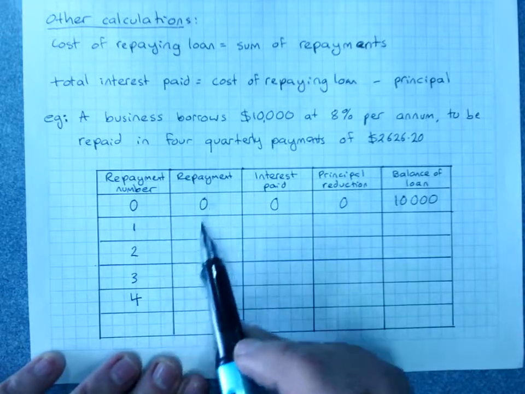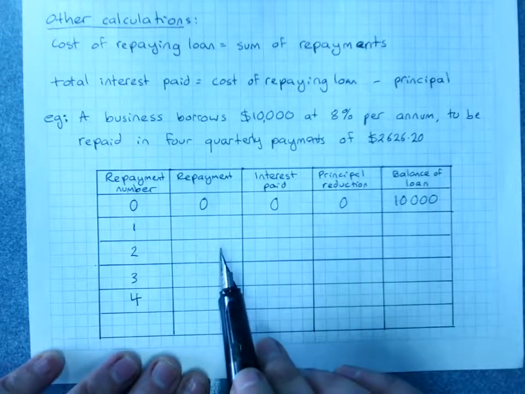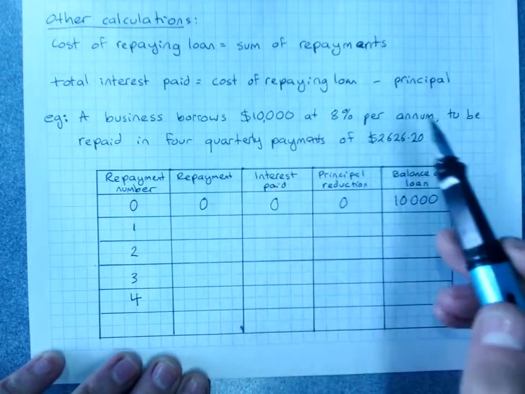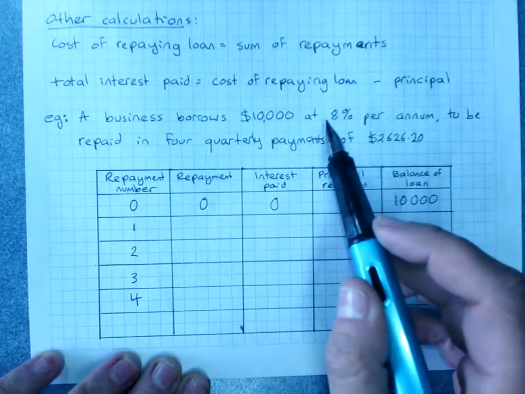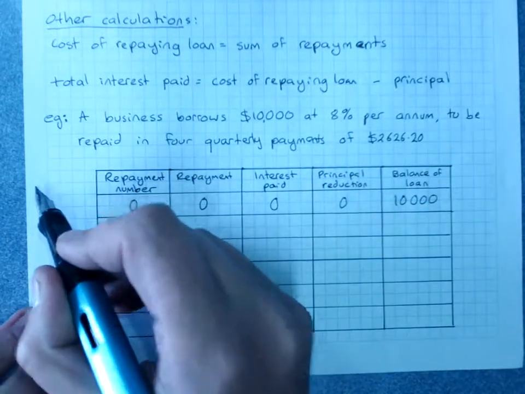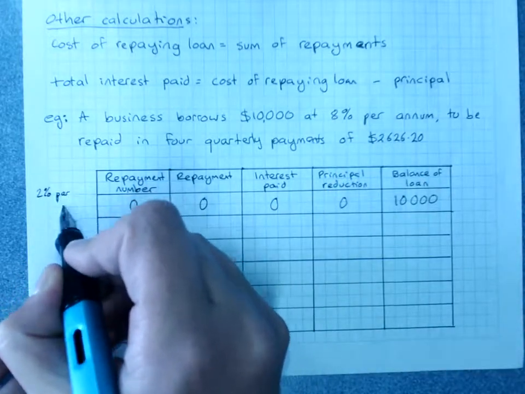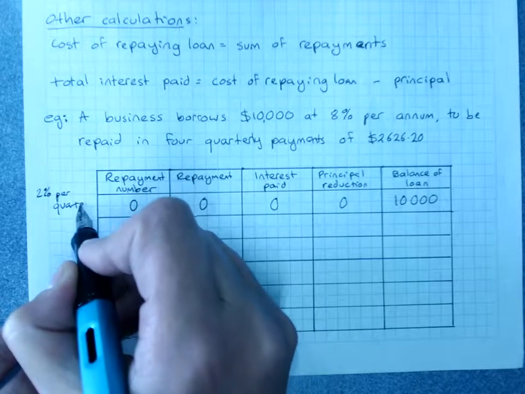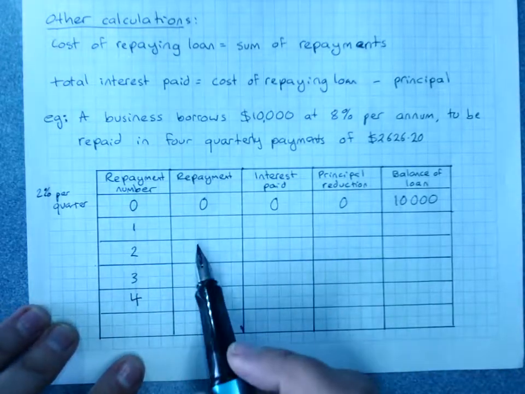So in each repayment, we're going to look at what is happening in that payment period. Now first, we will have to get our interest rate per quarter, because this is an interest rate per annum. So our interest rate is 8 divided by 4, which is 2% per quarter. And I'm just popping that in to remind ourselves there. We'd put our proper working somewhere.